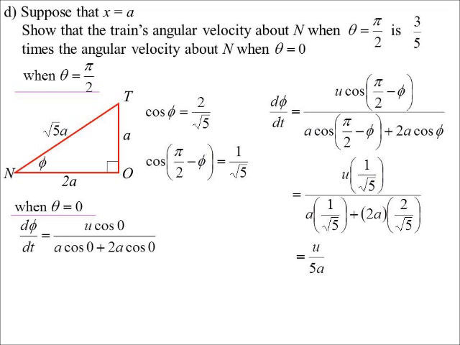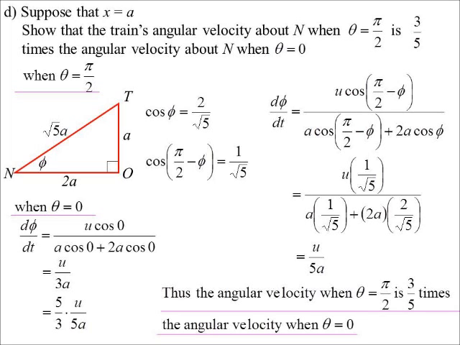So subbing in, cos of 0, of course, is 1. And I get u on 3a. Remember, we're trying to show one of those is 3/5 times the other. So now it's just a little bit of algebra there. Well, u on 3a is the same as saying 5/3 u on 5a. So yes, that one is 3/5 times the other.